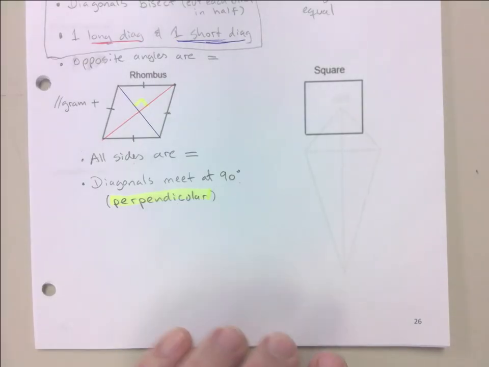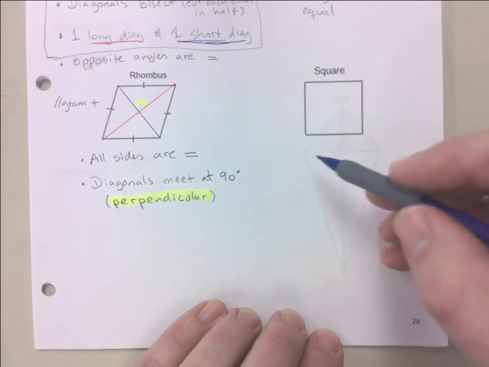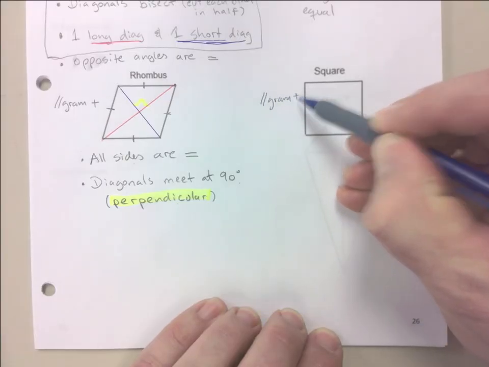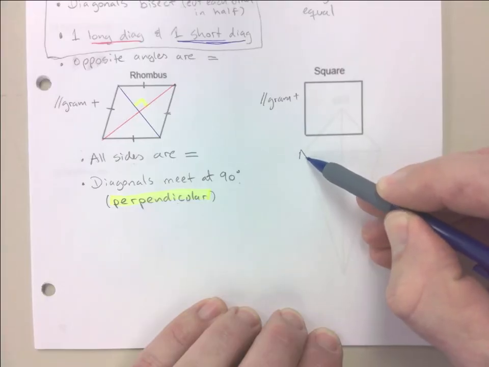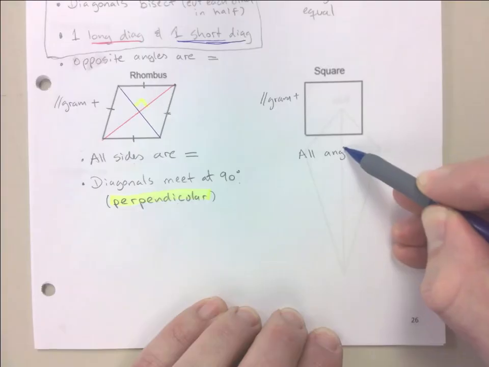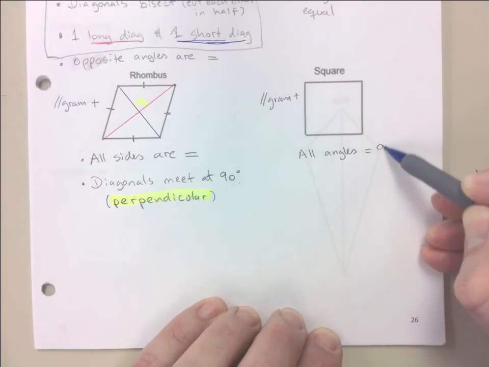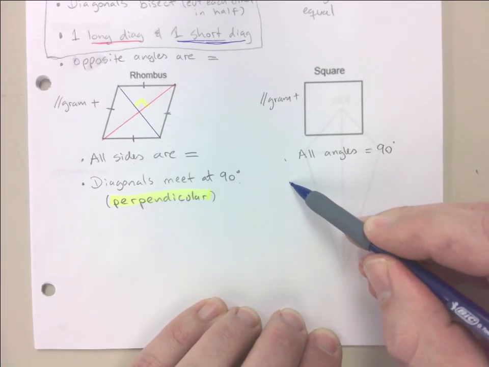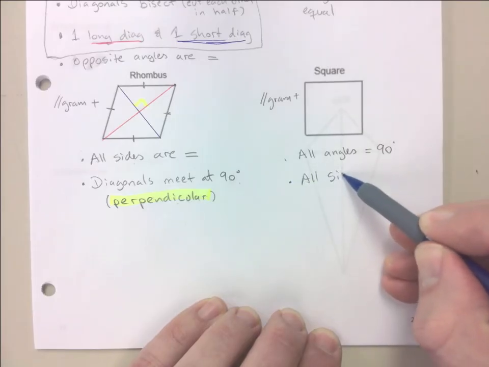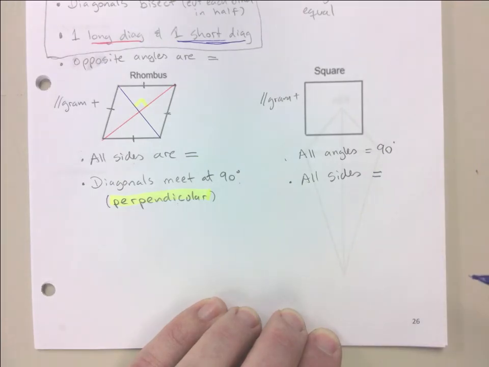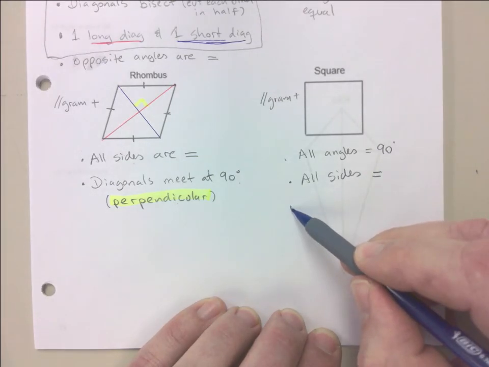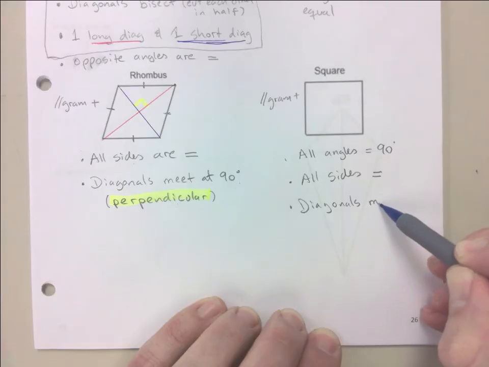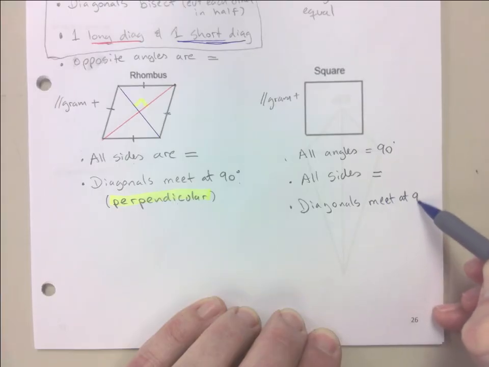Next, I'm going to the square. I would say whatever the parallelogram has, plus what's unique to the square. All angles are equal to 90. So that's kind of the same as a rectangle. All sides are equal. And diagonals meet at 90.